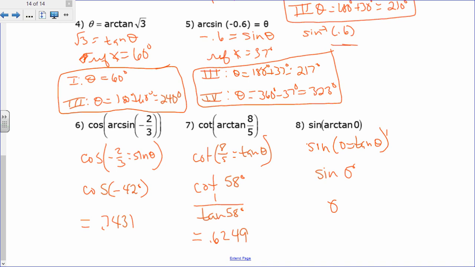And then for number 8, we have the sine of the arctan of 0. When you're doing two trig functions, just go ahead and use your calculator, because tangent has 3 places where it's equal to 0. So tangent is equal to 0 at 0. Sine of 0 is 0.